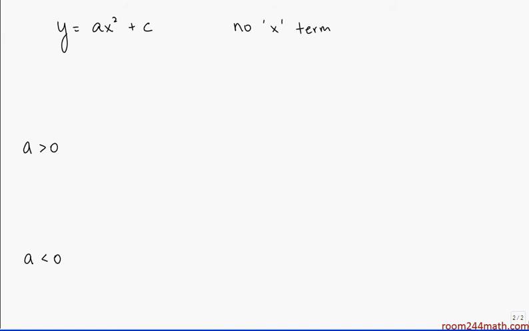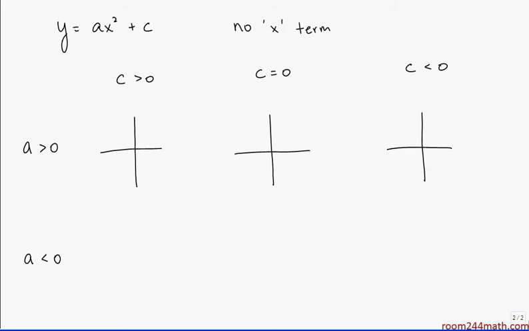And how about c? Well, again, c could be positive or negative, and 0 too. There's nothing wrong with c being 0. So let's consider those three possibilities: c is positive, c is 0, and c is negative. Now, what kind of parabolas do we get? Well, we've got 6 different options here. a is positive and the 3 different possibilities for c, or a is negative and the 3 different possibilities for c.